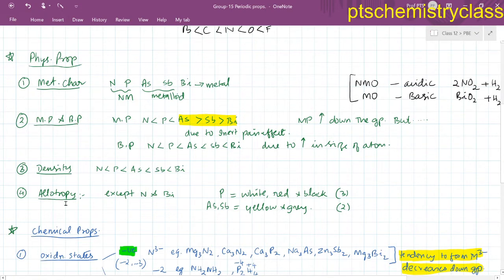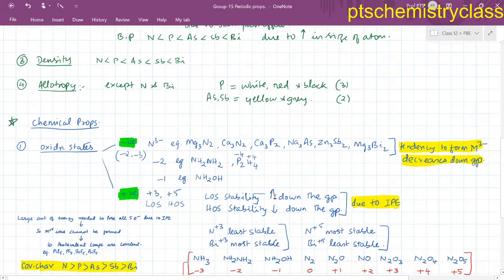And the last property is the allotropy. You know what is allotropy? Allotropy is the tendency of an element to have different forms of the same element. Their physical properties will be different and the chemical properties will be different, but their atomic number will be the same. It will not be different. It is different from isotope. Allotropes are different from isotopes. That you have to remember. Nitrogen and bismuth do not form any allotrope, whereas phosphorus, arsenic and antimony form allotropes.